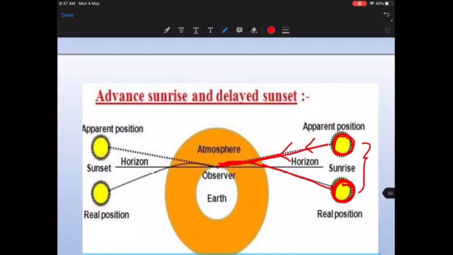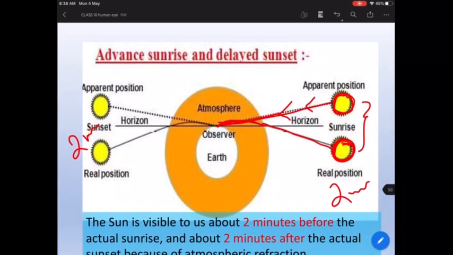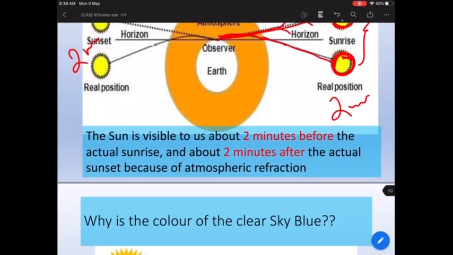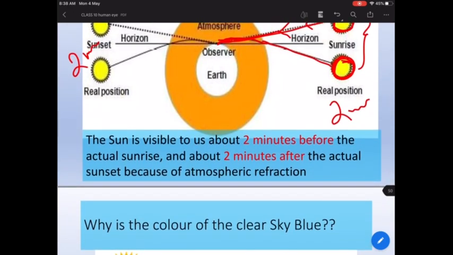Again, the time gap is 2 minutes. We feel that the sun is still there above the horizon, but in actual case the sun has gone down. So 2 minutes during the sunrise and 2 minutes during the sunset is the time that we feel the apparent position, right?